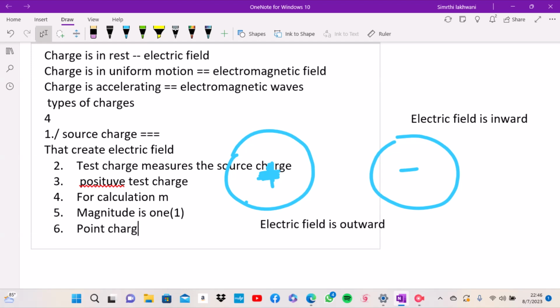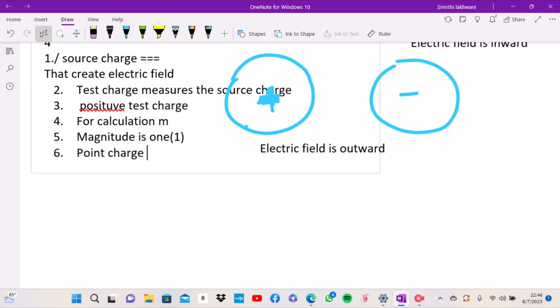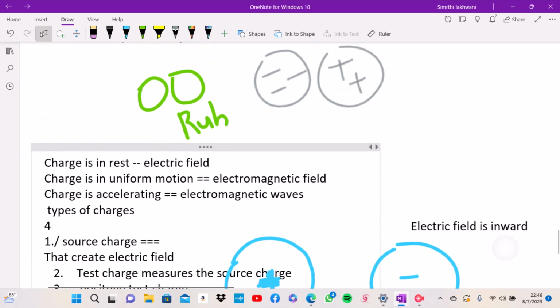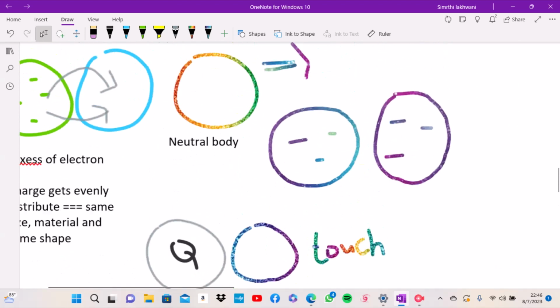Now the fourth one is the point charge. Any charge which is placed at a very great distance is known as a point charge. The charges present at a very large distance are known as point charges. So these are the four types of charges.